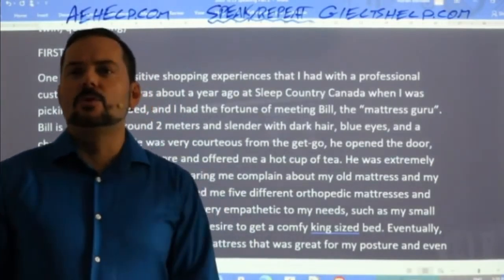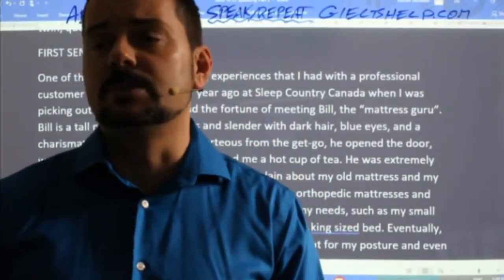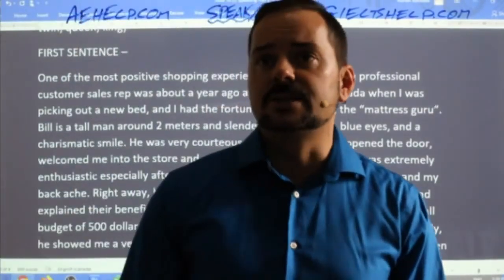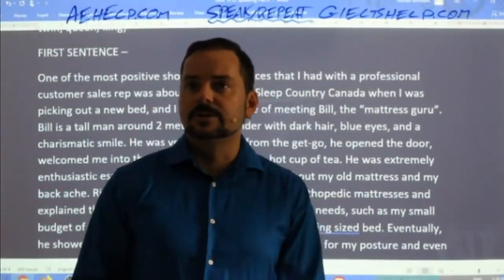Abhishek says, furthermore, he was very empathetic to my requirements, the type of mattress I was looking for, such as the materials, the price, and the size. Very good, Abhishek. A couple of small mistakes there, but I corrected those.